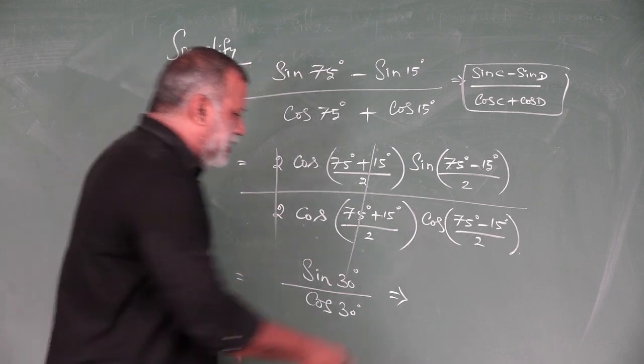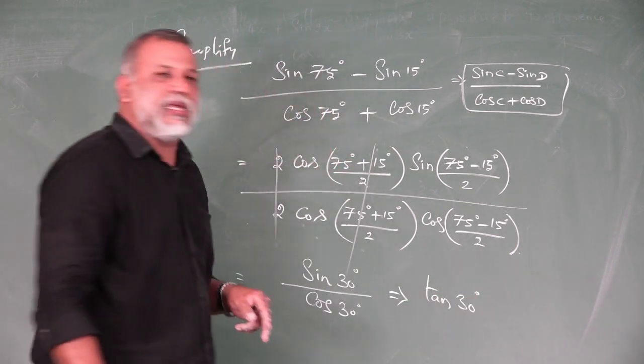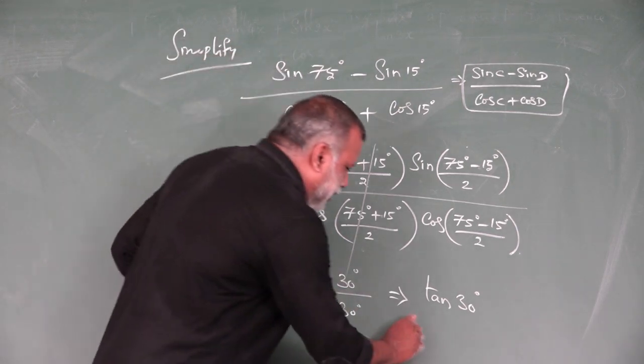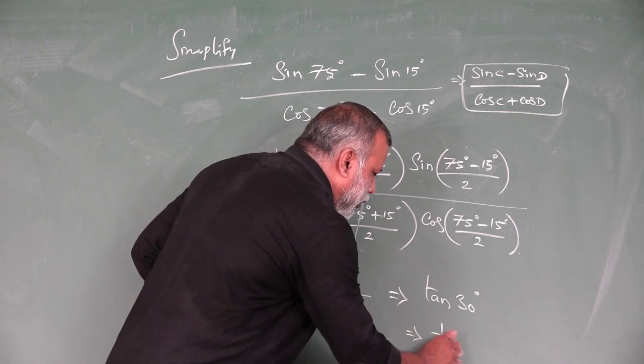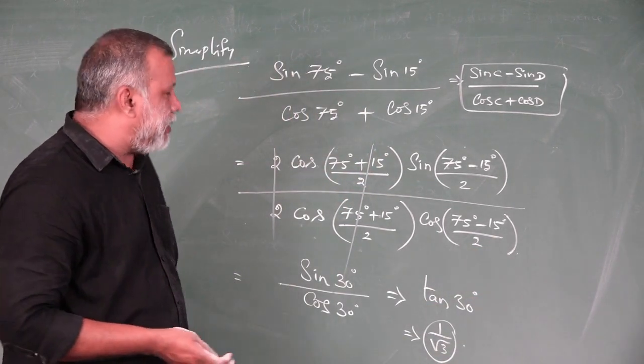So sin by cos, we can say tan 30. See, tan 30, a well-known value from your table, is 1 by root 3. So you know the value of tan 30 as 1 by root 3.